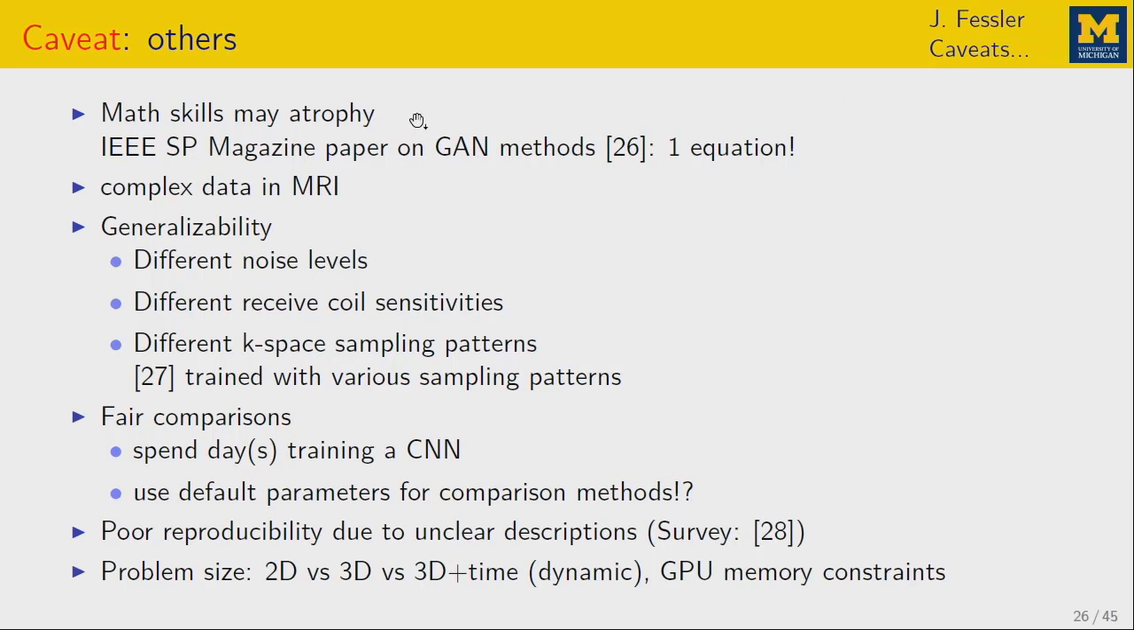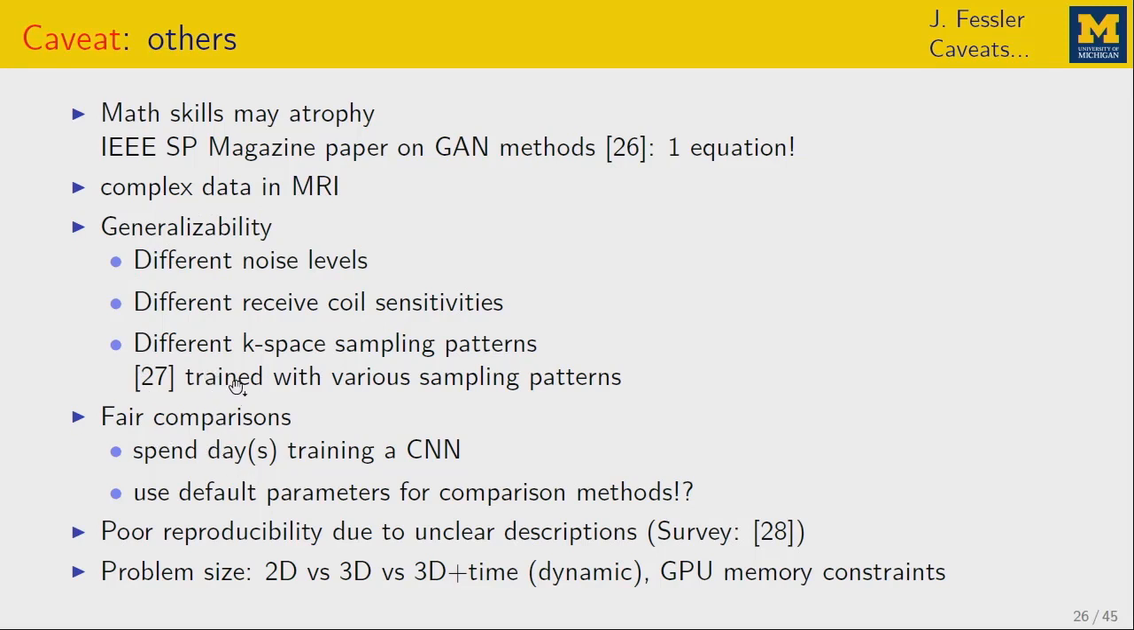Some other caveats: if you spend too much time doing deep learning, your math skills may atrophy. There's a recent review paper on GAN methods that had exactly one equation. This is probably unprecedented in the history of the IEEE Signal Processing Magazine. In MRI, our data is complex. Many of the software tools that are used by Google and Facebook do not handle complex data, so you have to deal with that. I'm going to say a little bit more about generalizability in a minute.